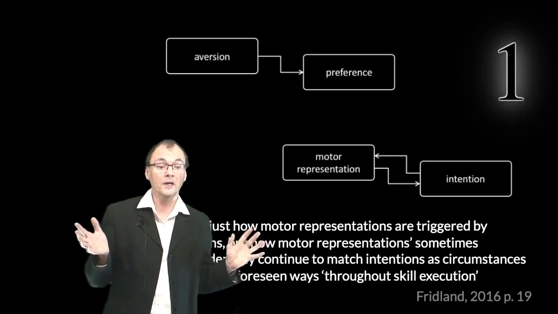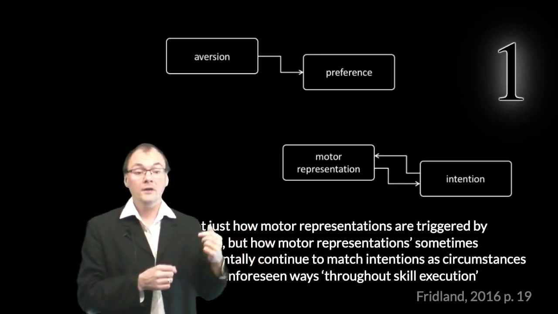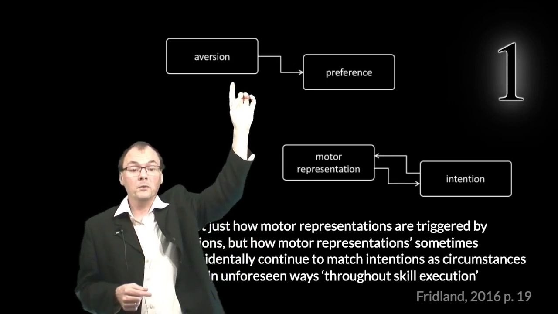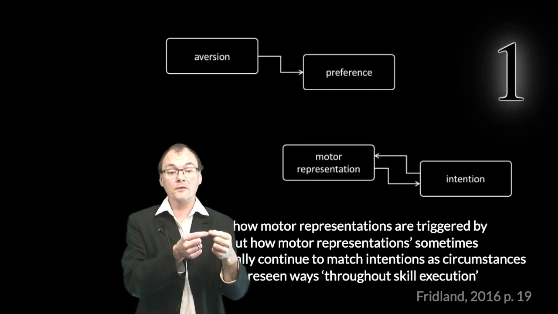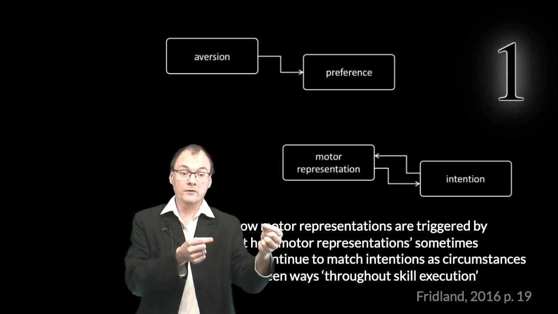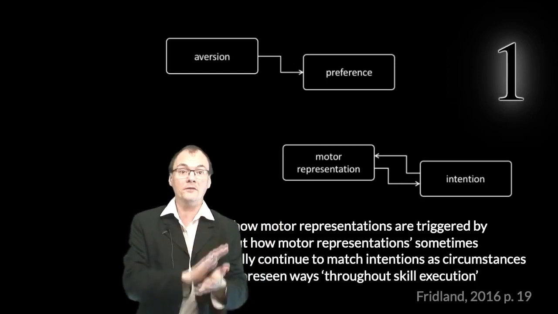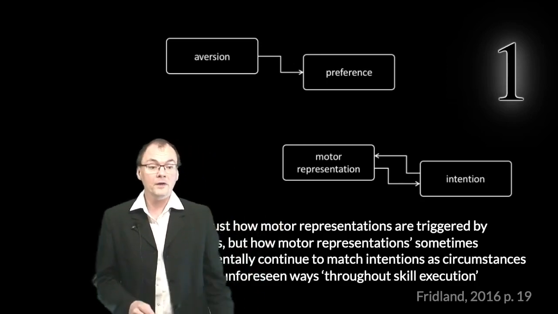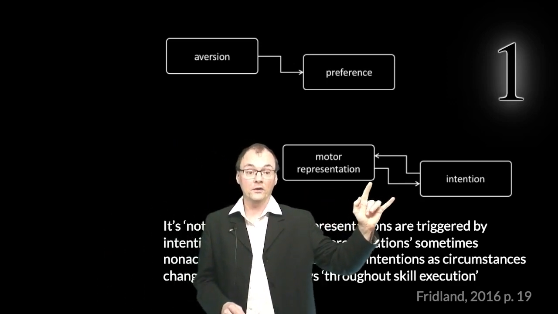So what is Fridland telling us here? In the previous case, we were thinking about aversion as guiding preferences, and we could think of what happens as this: you get the aversion and then experience can modify the preferences, but it's like the aversion just hands over to the preference, has its influence, and then it's done, right? Whereas what Fridland is telling us is that in the case of action execution, things are much more complicated.